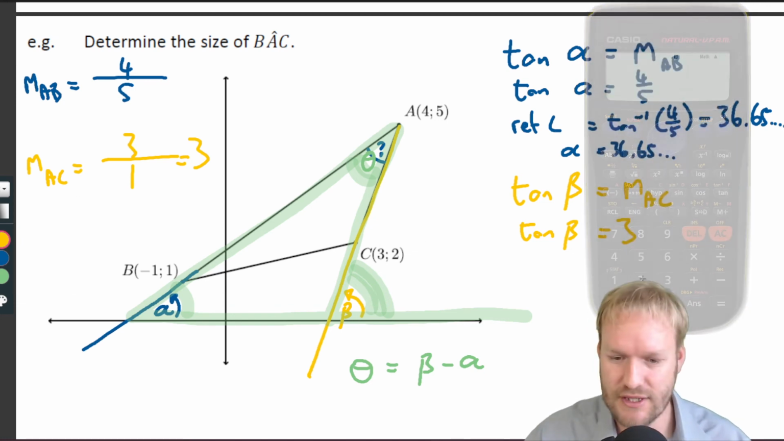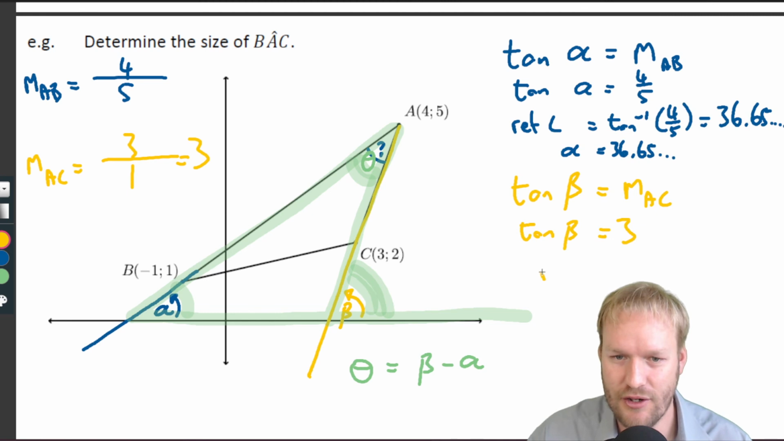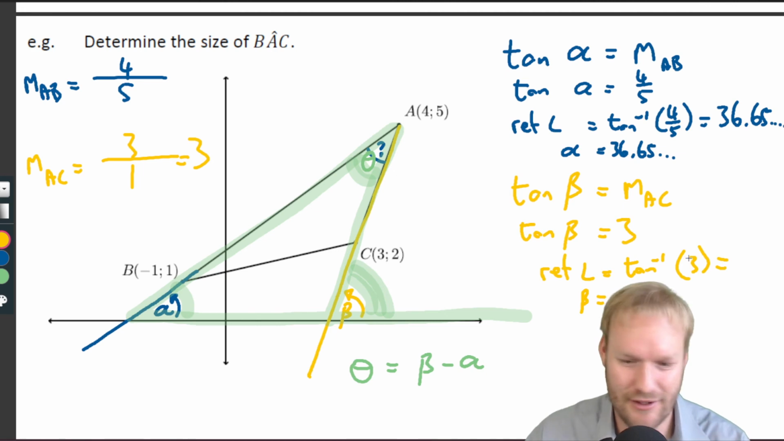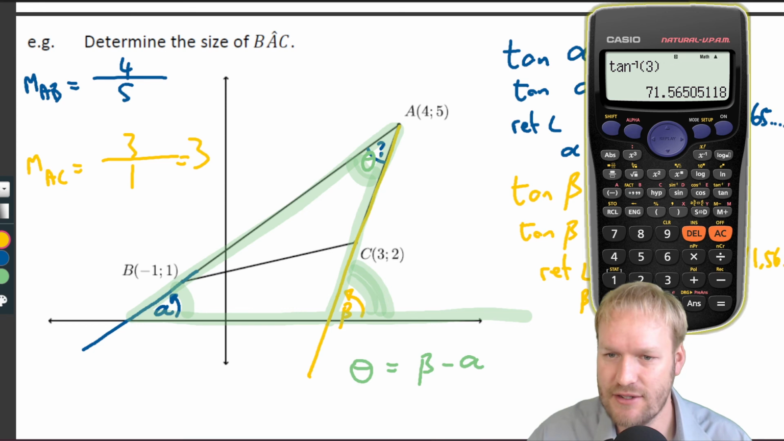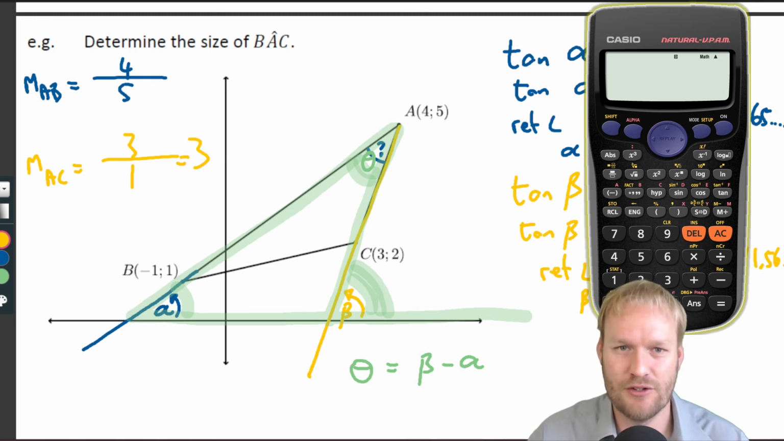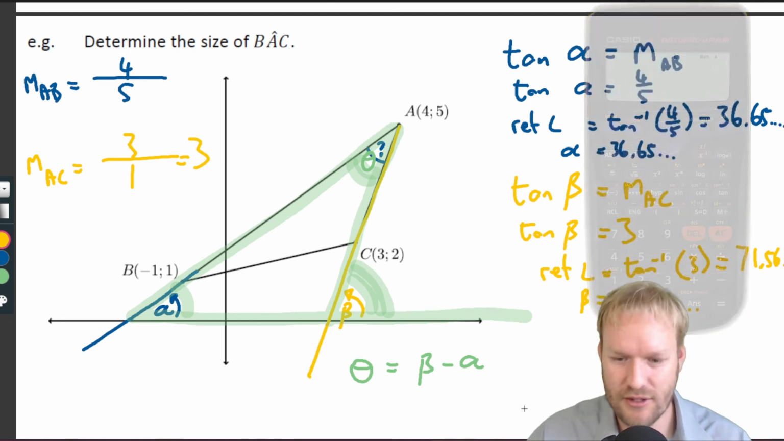Okay, let's do the same for beta. So we know that our reference angle will actually end up being beta. And we can go Shift tan of 3. And go, okay, calculator out. Shift tan of 3. 71.56. I'm going to store that in B. Shift store B.